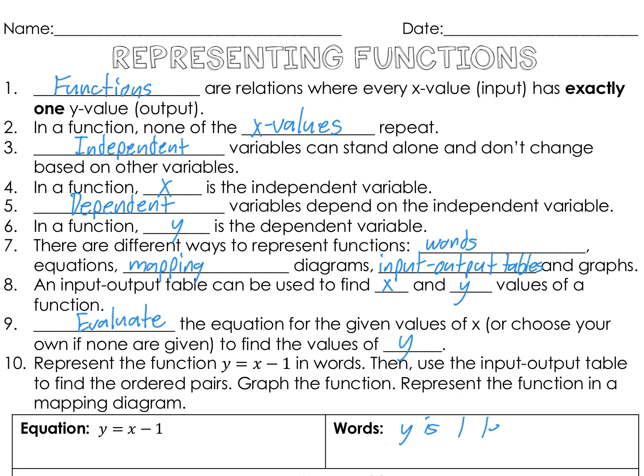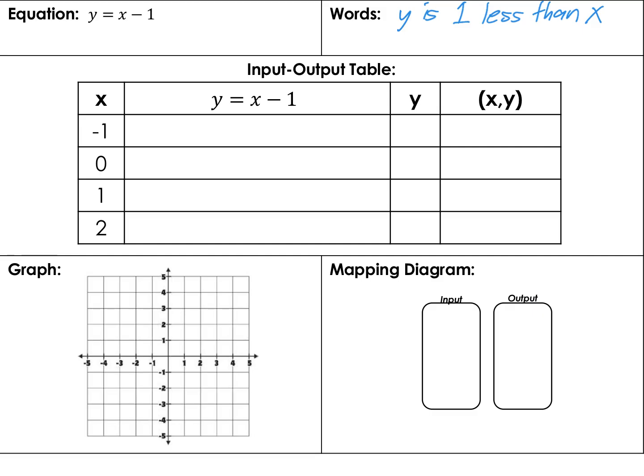We could put this in words in any form that says the same thing. I'm going to use y is 1 less than x. However, you should keep in mind there's multiple ways of writing this equation in words, and also sometimes your words is actually a word problem, so a situation rather than just writing the equation in words. Now that we've got our equation, we can use that equation to write an input-output table.